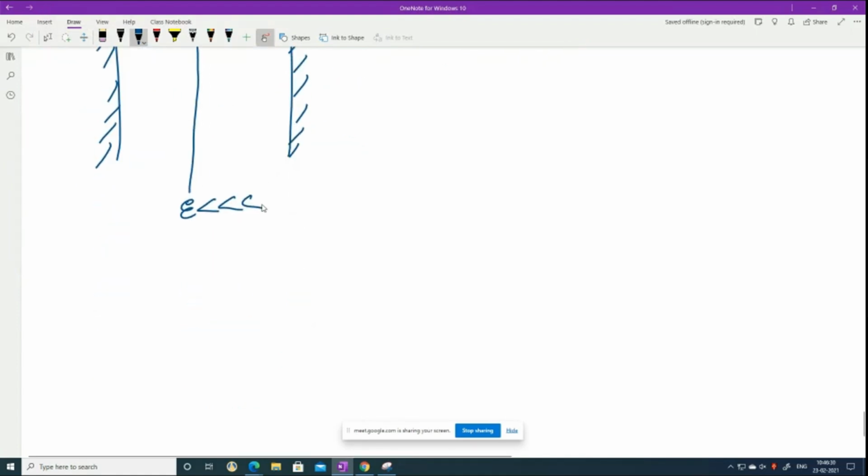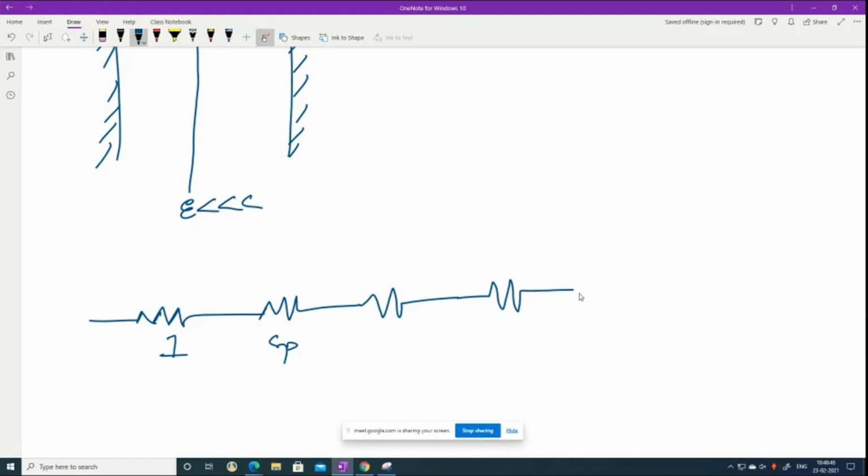If I have to write the resistance here, this will be for body one. Then I will have space. Then I will have shield. Then I will have space again. Then I will have body two. This is shield. This is space. Is this clear? How did I get this resistance circuit?